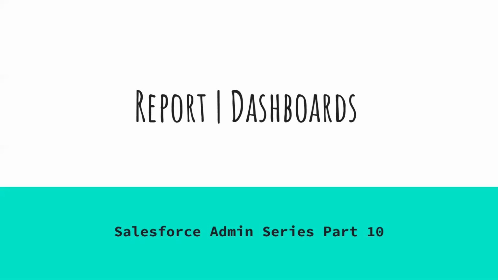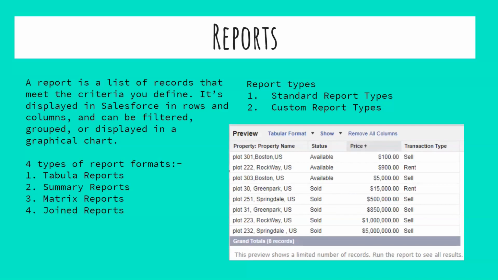So let's move to the report in Salesforce. If you define a report, then a report is a list of records in Salesforce which display in rows and columns. We can filter them using a group, or we can display a graphical chart on that. So this is what a report is.